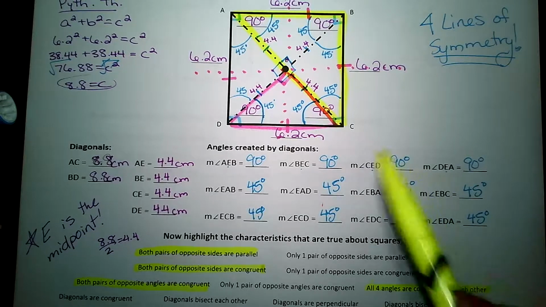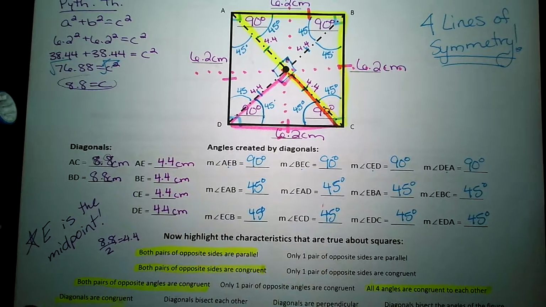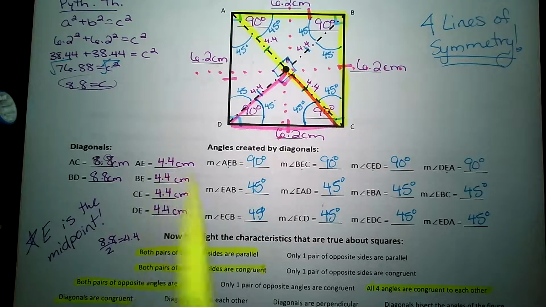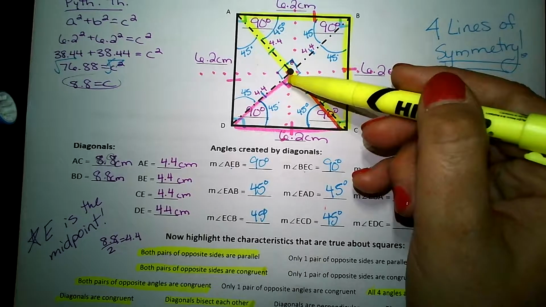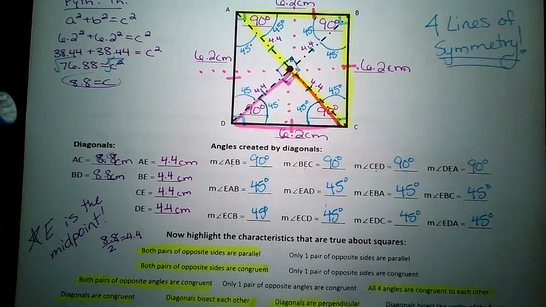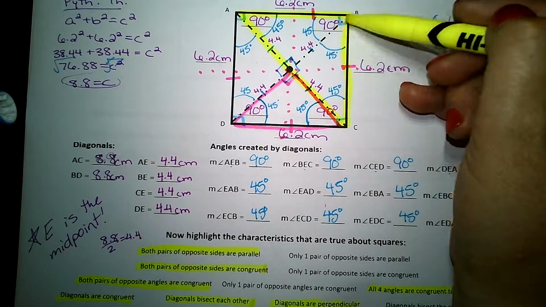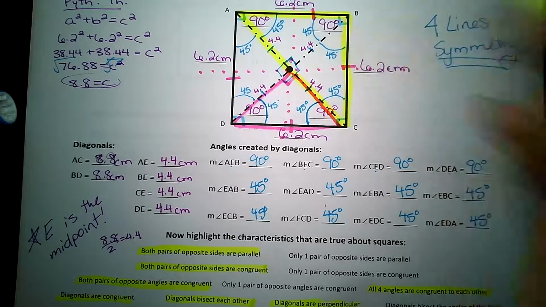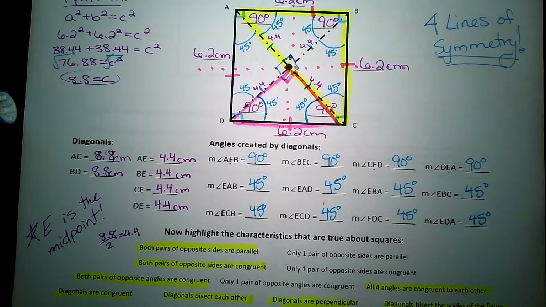Diagonals are congruent to each other. 8.8, 8.8, that's a yes. Diagonals bisect each other. 4.4, 4.4, that's a yes. Diagonals are perpendicular. There's your 90-degree angle in the middle. That's a yes. Diagonals bisect the angles in the figure. It took this 90-degree angle and split it in half into two 45s. That's a yes. Ooh, lots going on here about a square.